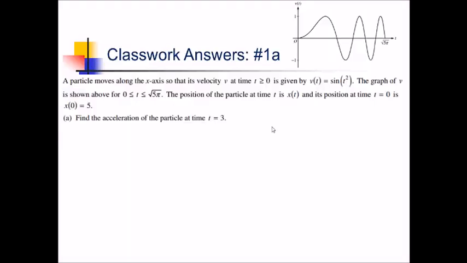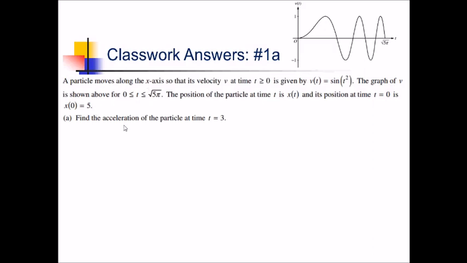For this calculator-based problem, we're given a particle moving on the x-axis with a velocity given by this function, and they were nice enough to graph this function up here for us. I mean, it's a calculator question, so we could have done that on our own, but they gave us this, and they're telling us the position of our particle at time 0 is x of 0 equals 5.